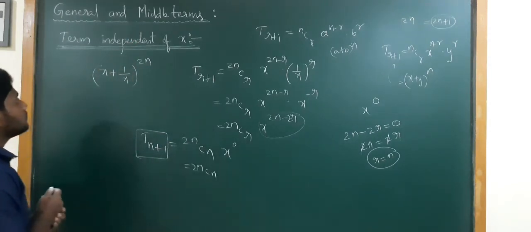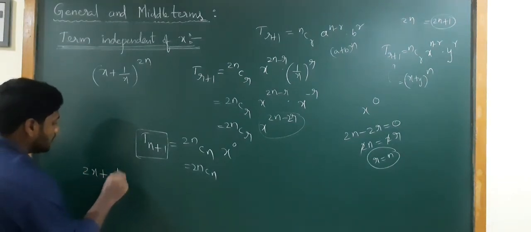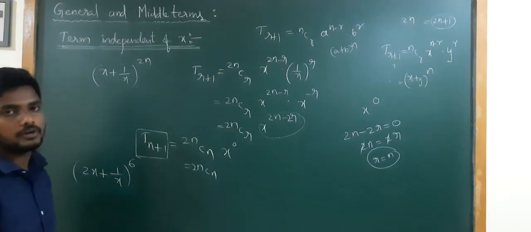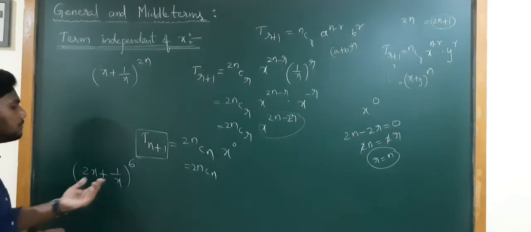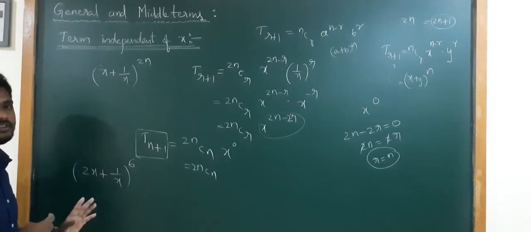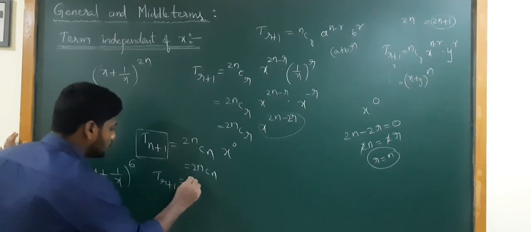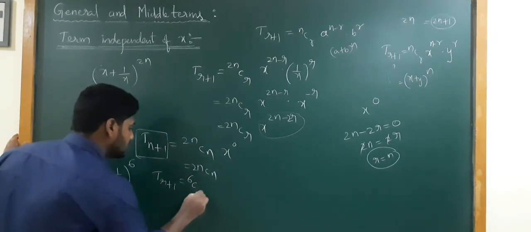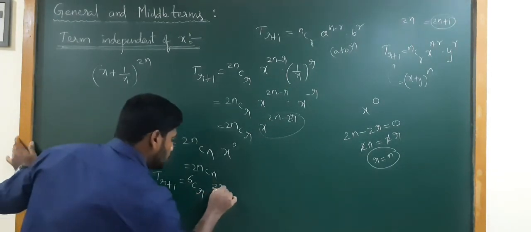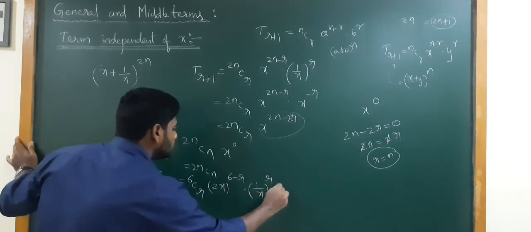See another question. For example, if they give (2x + 1 by x) whole to the power of 6, the expansion is (2x + 1 by x) whole to the power of 6. Find the term independent of x. By using the general term only we will find. For example, T(r+1) is equal to nCr. What is nCr? 6Cr. A to the power of n minus r. What is a? (2x) to the power of 6 minus r into (1 by x) to the power of r.